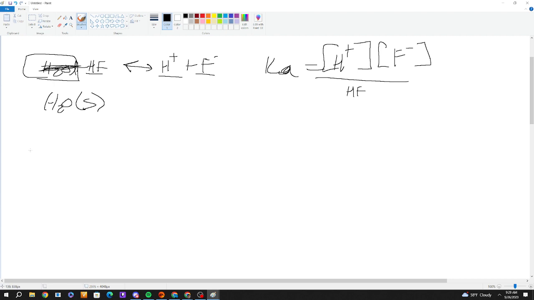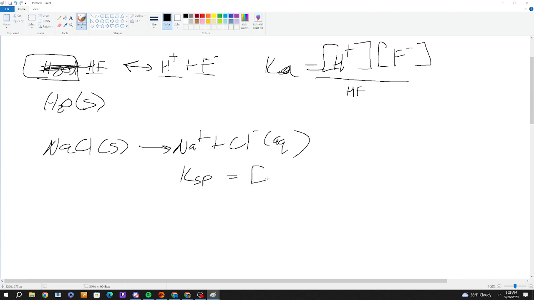Another example would be if I were to have NaCl, which is a salt, and I were to put it in water and get Na plus and Cl minus. This is an example where I would use Ksp because it's a salt in aqueous solution. I would say it's merely just the Na plus and Cl minus concentrations in molarity. I would not include the salt. So these are examples where, if there's a solid or a liquid, do not include it as part of the reactant or product.